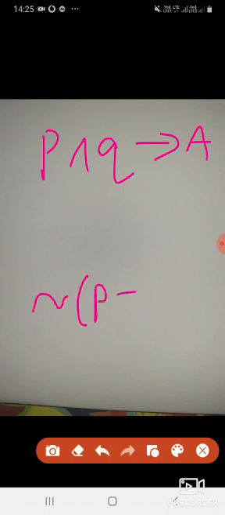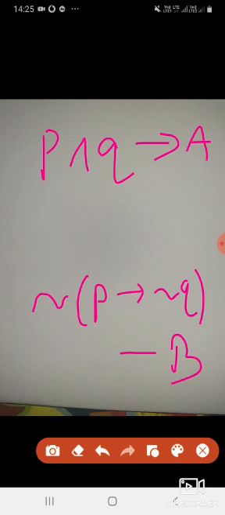logical equivalence. Logical equivalence means two statement patterns will be given. Consider two patterns. One is P and Q. We'll consider it as A. Then another one is negation of P implies negation of Q. This is considered as B.